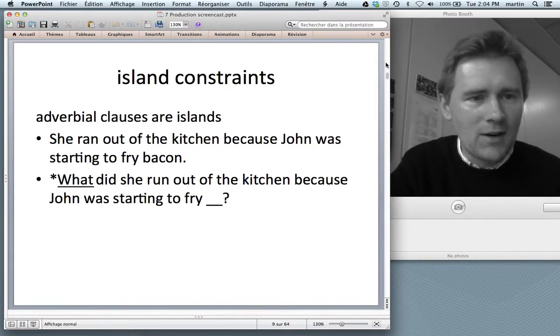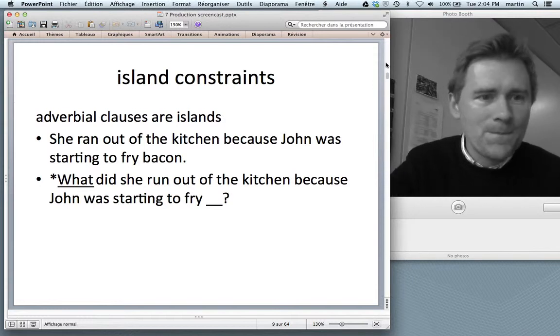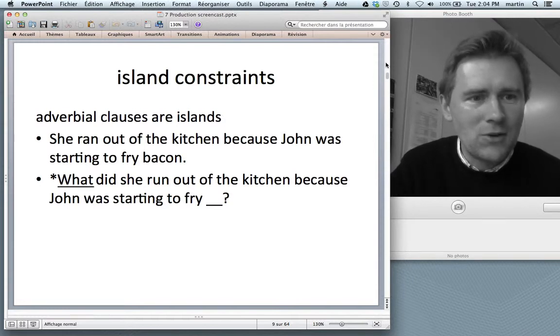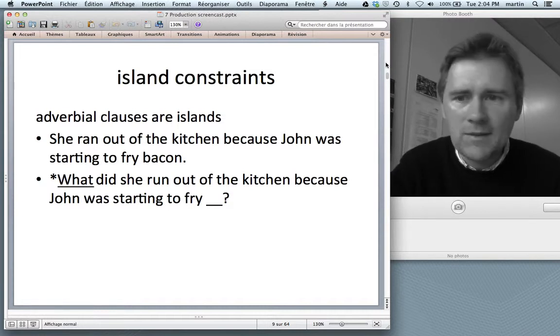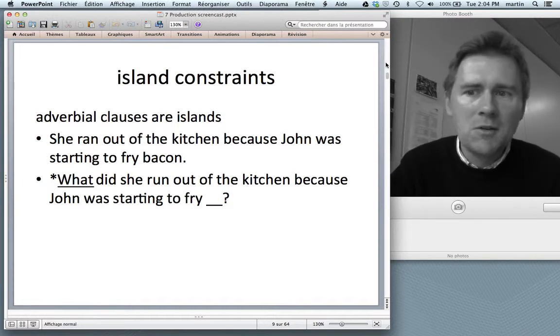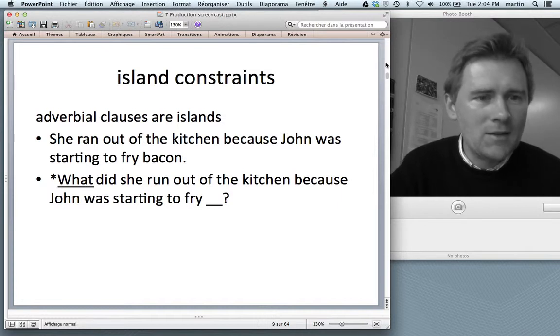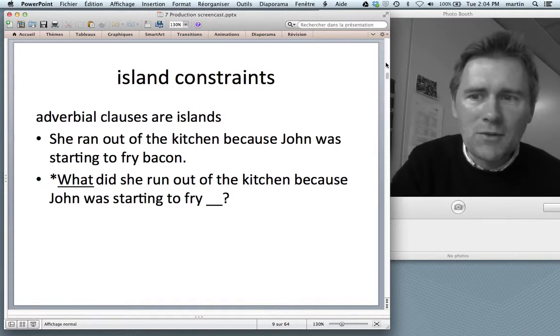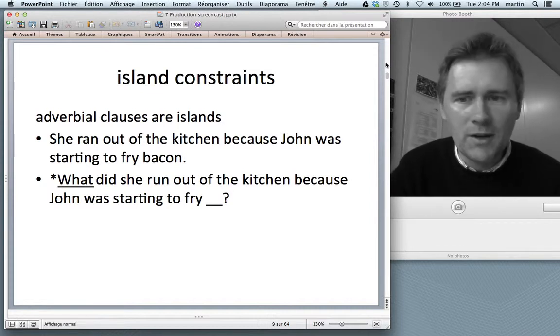Adverbial clauses are islands. And here again, we have the question that we had earlier. What did she run out of the kitchen because John was starting to fry? Well, it's not length that's at issue. It's that adverbial clauses introduced by an item like because are islands. You can't move something out of that adverbial clause and front it and question it with a WH word.